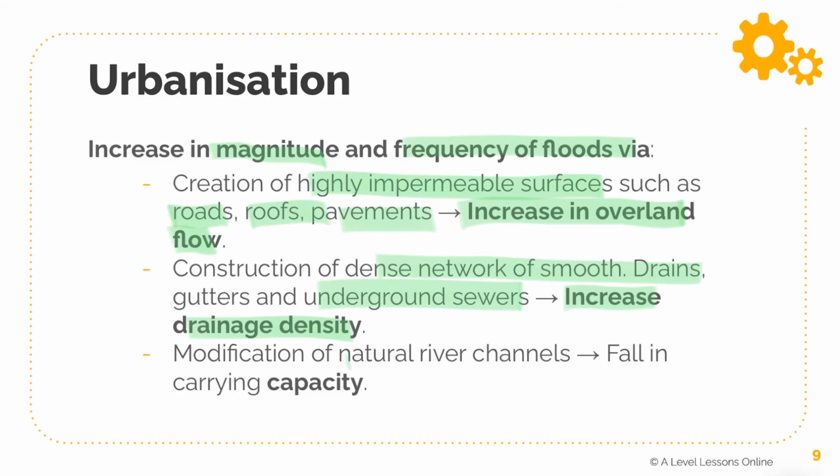And the modification of natural river channels will lead to a fall in the carrying capacity. Let's say if you modify a river channel, you add in a bridge, or some sort of structure to the river, that will actually prevent water from being able to pass through as easily. It reduces the overall capacity of the river, leading to greater chances of it reaching its bankfull discharge.